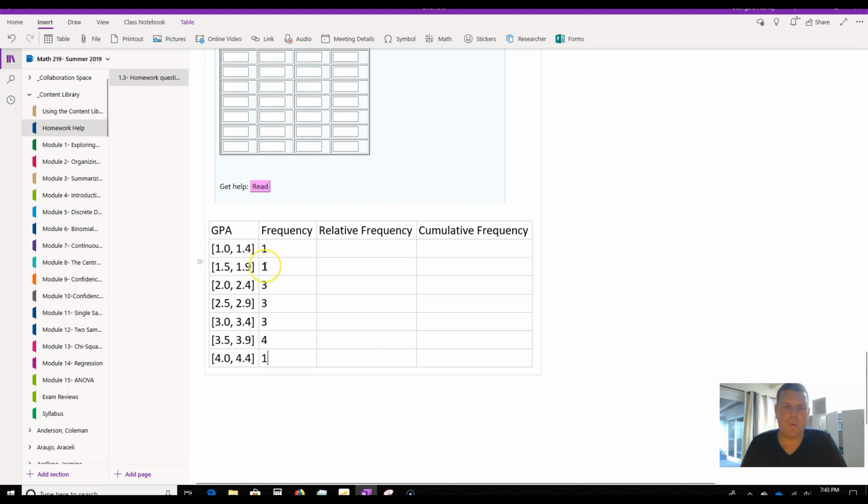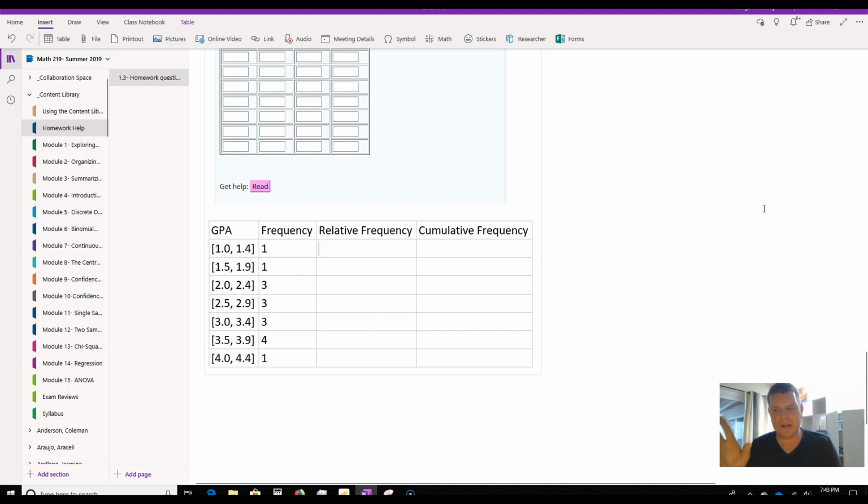So 1 plus 1 is 2, plus 3 is 5, plus 3 is 8, plus 3 is 11, plus 4 is 15, plus 1 is 16. So consequently, I do have 16 elements. This is all my data. So now next, I'm going to find my relative frequency.